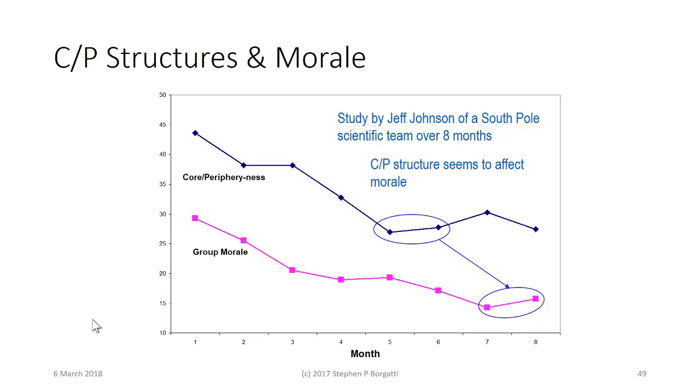And of course, the counter arguments are really easy. First of all, it could be group morale that creates core-periphery structures. And it could also be that the conditions of being there for 8 months are such that virtually any kind of measure goes down over time. You just get sick of being there. You get sick of everybody else. Trust goes down, fighting goes up, morale is down. So maybe there's just an underlying third cause that causes both of these lines to go in that direction.